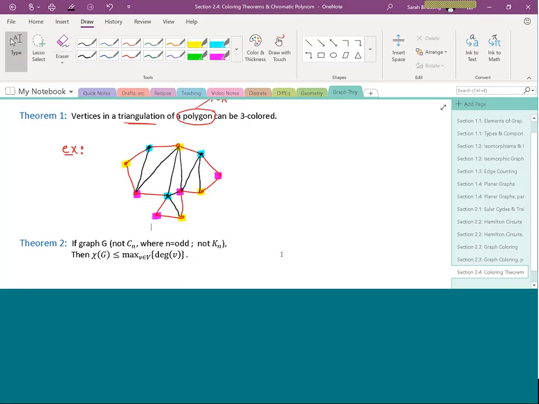But even number of vertices in your cycle is fine, but odd number of vertices in your cycle is not fine. And as long as you don't have a complete graph, it turns out that the chromatic number of your graph is always less than or equal to the maximum degree in your graph.